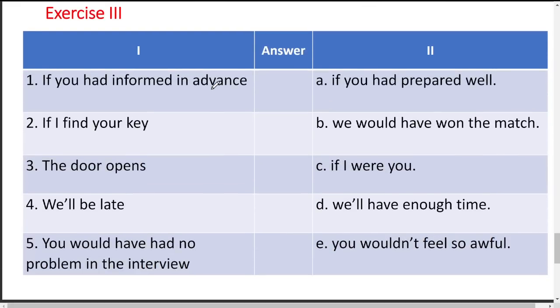Next one, exercise 3. Look at the first one. If I had informed in advance, so the sentence structure is already had plus v3. Now what you have to check for? You have to check for would have plus v3. Check for this would have plus v3. Then meaningfully we have to connect with one. Would have won. If you hadn't informed in advance, we would have won the match.